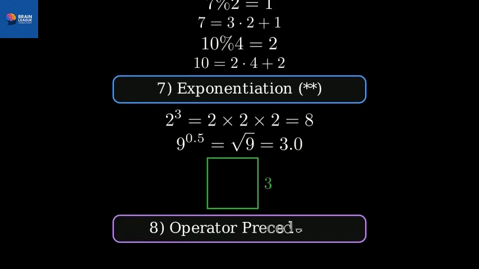Operator precedence is the order in which operations are evaluated. The order is parentheses first, then exponentiation, then multiplication, true division, floor division, and modulus, and finally addition and subtraction.